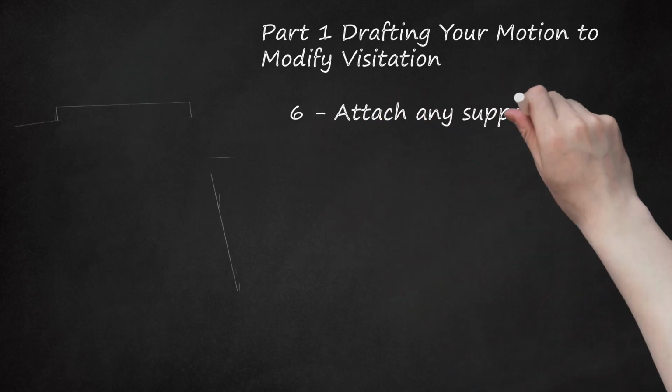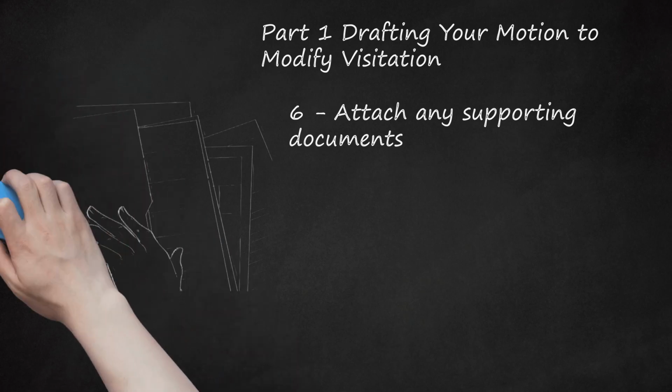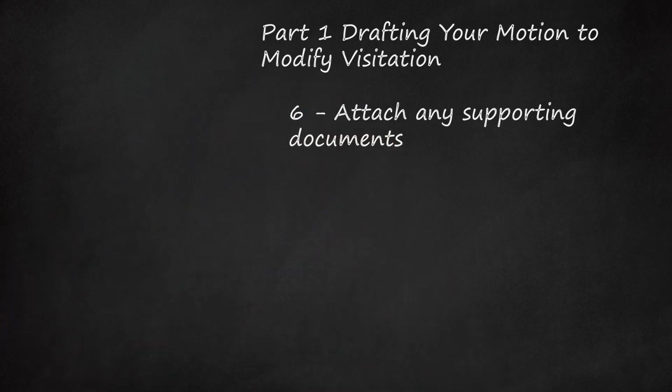6. Attach any supporting documents. If you have any documentation or evidence to support your argument, you should attach copies as exhibits to your motion. Include records of criminal convictions, if applicable, along with any medical records or other documents that provide evidence of any abuse or other danger the party presents to your child.